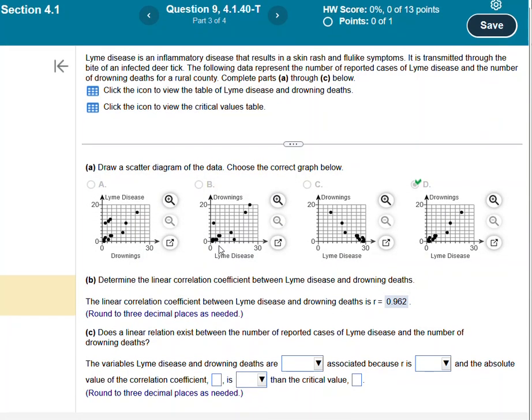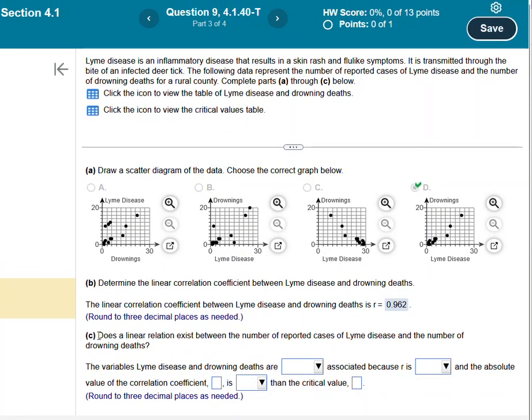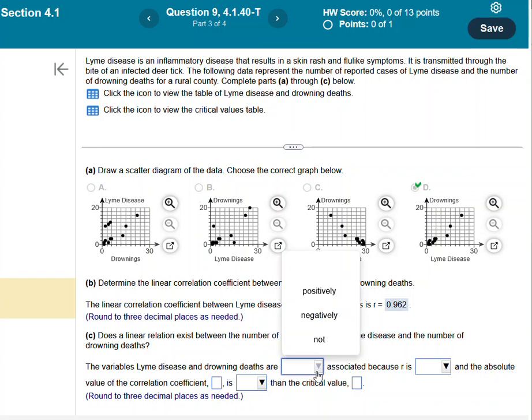Okay. All right, next, part C. Does a linear relation exist between the number of reported cases of Lyme disease and the number of drowning deaths? Well, yes, it does. The correlation coefficient is quite high. It's positive, right? And so since the correlation coefficient 0.962 is positive, we say that the variables are positively associated. And just recall that, of course, a correlation coefficient can be negative. It's a number between -1 and 1.